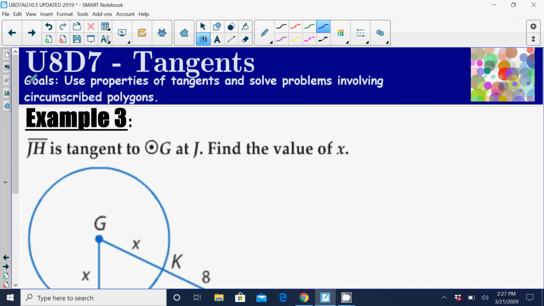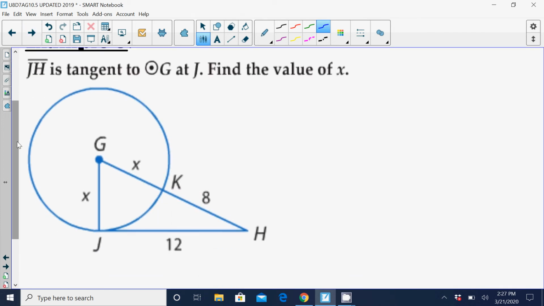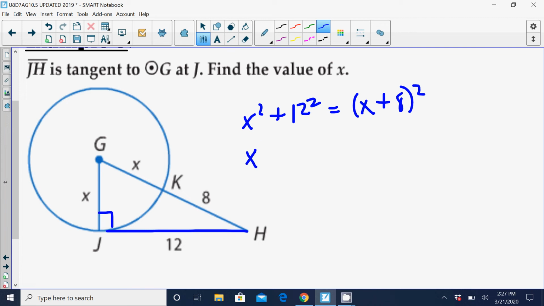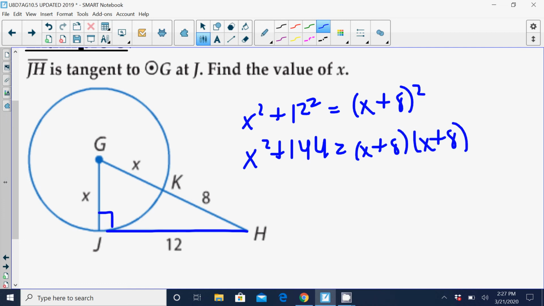Okay, this one right here says JH is tangent to circle G at J. So we're assuming this line right here is a tangent. Find the value of X. Okay, so we're assuming that's tangent. We're going to say X squared plus 12 squared is equal to X plus 8 quantity squared. Here I get X squared plus 144 is equal to, remember this means I'm going to take X plus 8 times X plus 8. Some students want to distribute that exponent, but that's not the correct rule with exponents.